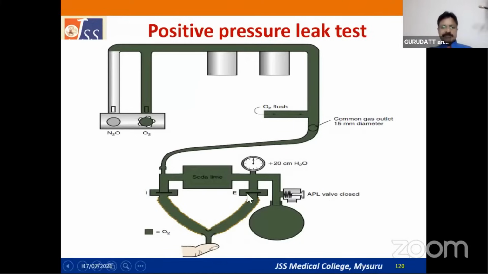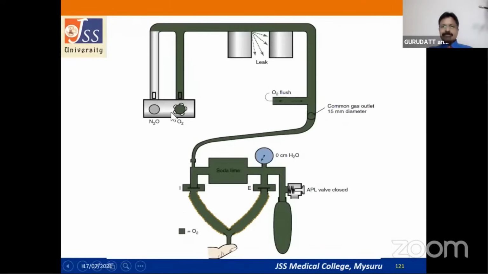For the positive pressure leak test, you have to open oxygen, or you can even activate the flush, and then increase the pressure to 20 centimeters of water, and then see if this maintains the pressure for at least about 10 seconds. That shows that there is no leak, which you will be doing almost every day. So this you have to do with the vaporizers open as well. Most of the time there can be a leak at the vaporizer level. So if there is a leak, you can see here the pressure has dropped. So that's how this positive pressure leak test is done.